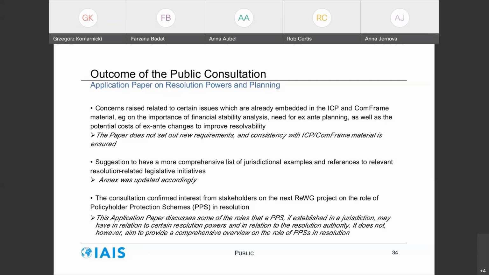We're not trying to be comprehensive in the overview of the roles of PPS in resolution, but as I note, the focus really is on putting forward best practices. Next slide, please.